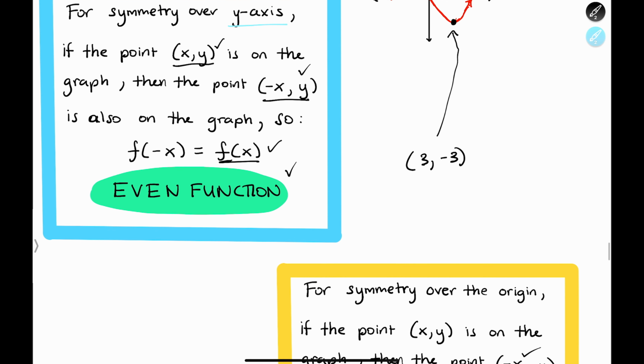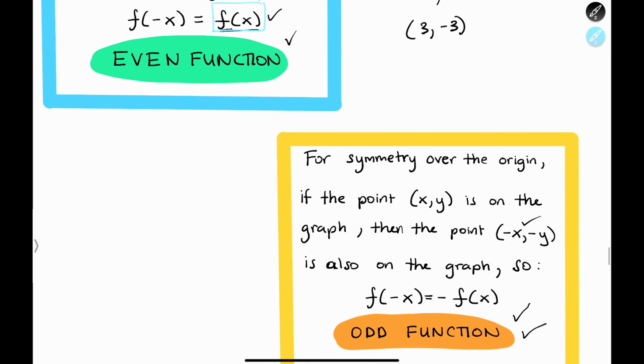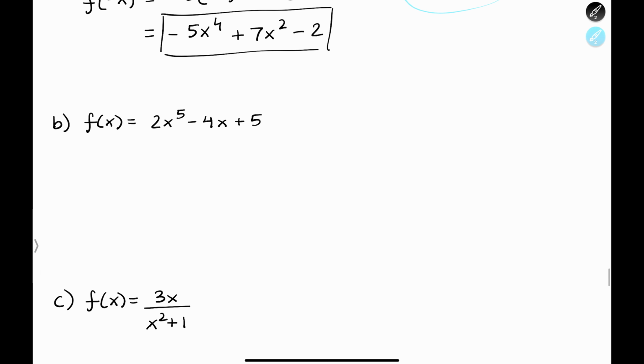because even functions state that if you substitute in negative x for x, then you will just get the same function. So that's how it worked, and that's why it's even. So let's work on number 2.